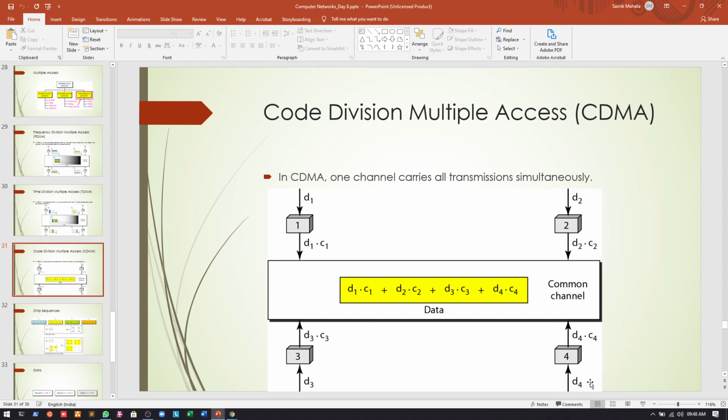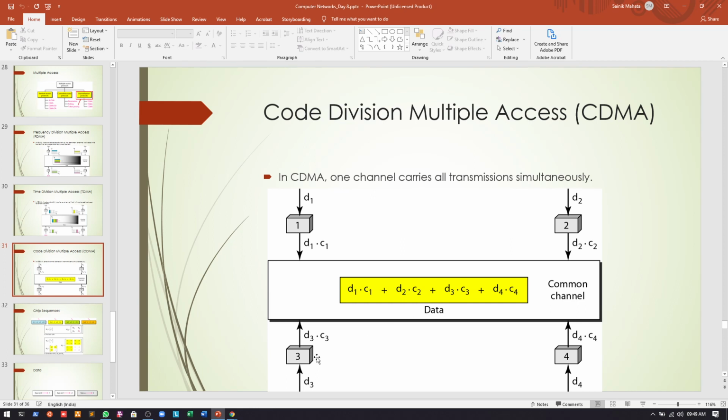Okay, so all the stations will have unique codes of their own. Now whenever it sends the data, suppose station 1 needs to send data into the common channel, what it will do is multiply its data with its code, and then send it to the actual channel. Similarly, station 2 will multiply its data D2 with its code, that is C2, and send it to the channel.